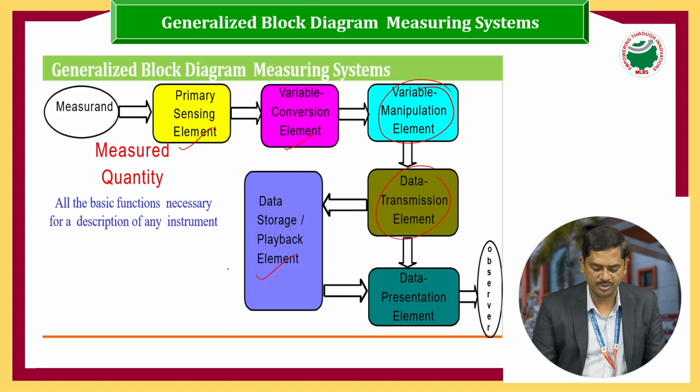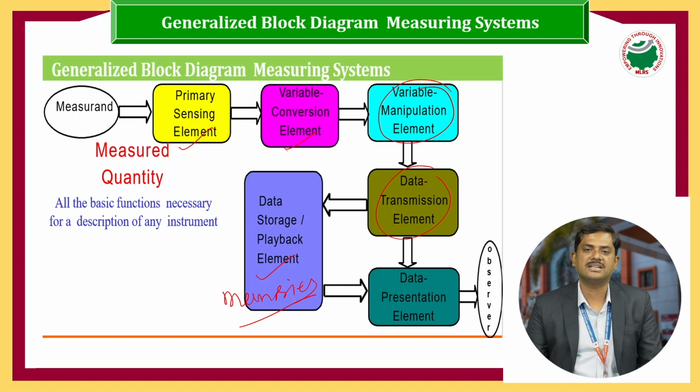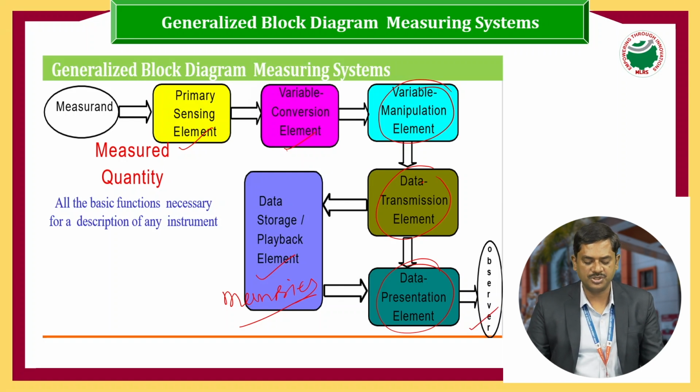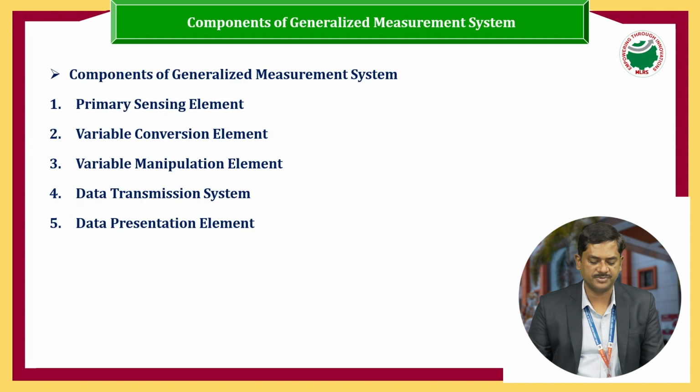So with the help of this data storage element, which is nothing but the memories, the examples of the data storage are the memories where the data is stored. Then, after the memory, this data is again given to the data presentation element where the data is presented and the observer will note the readings from the data presentation element. So if you look at this generalized block diagram from the input stage to the output stage, clearly all the basic functions are very much required to convert the process from the input side to the output side. So this is about the generalized block diagram of the measuring systems.